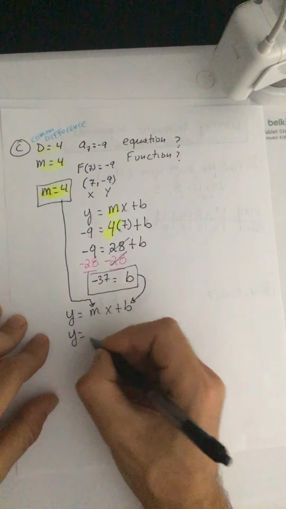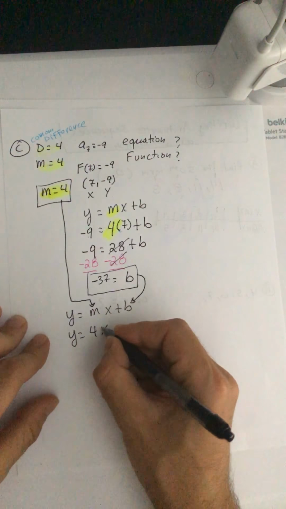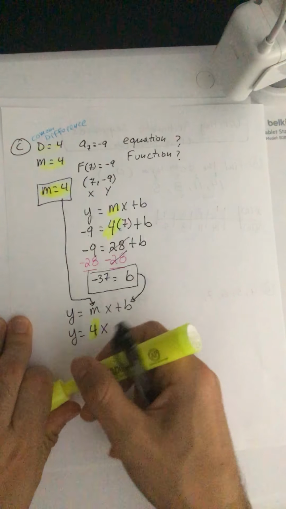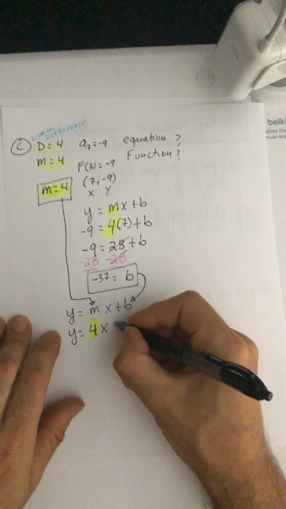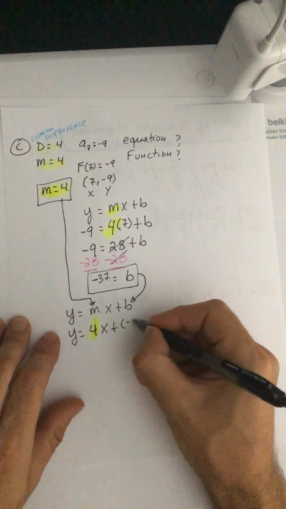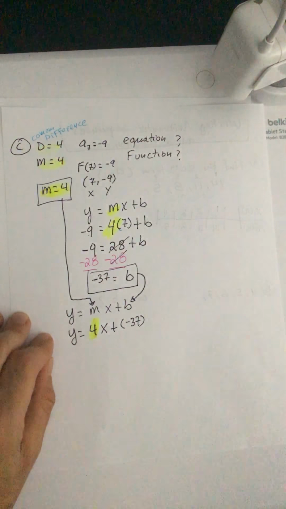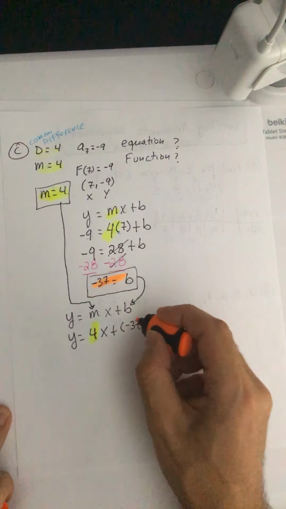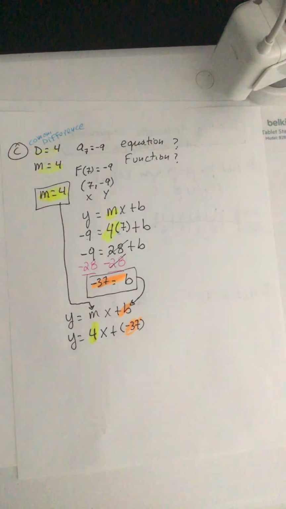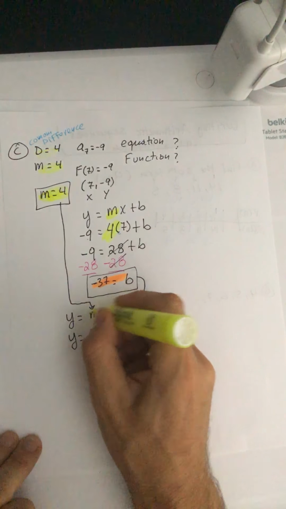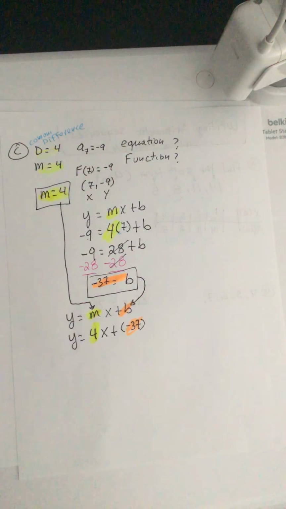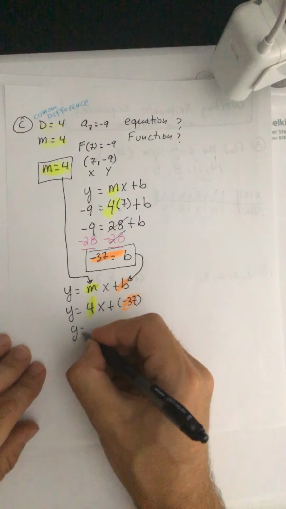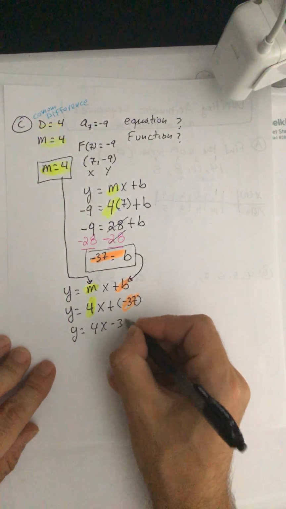y equals 4x. Remember that's the slope, 4. Plus negative 37. That's my y-intercept, okay? This is what I got here, and it goes in here, and it goes in here. We did this before in the previous chapter. So I can write it down, simplify this. Let me move it up a little bit. y equals 4x minus 37.